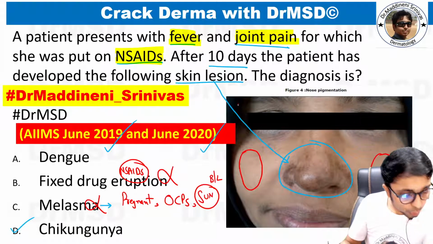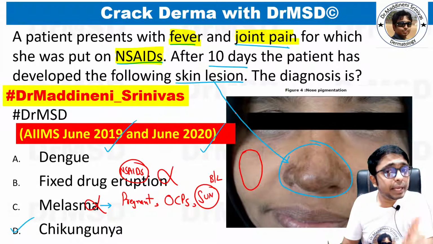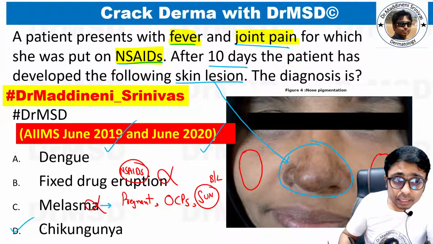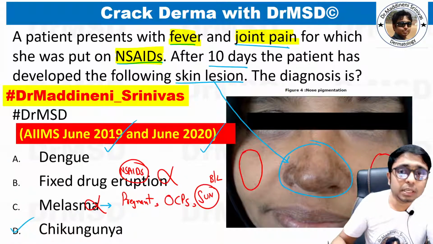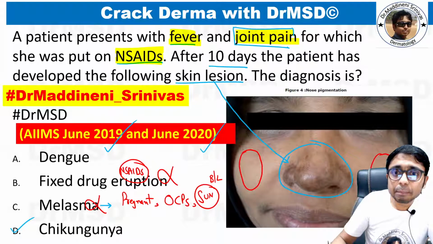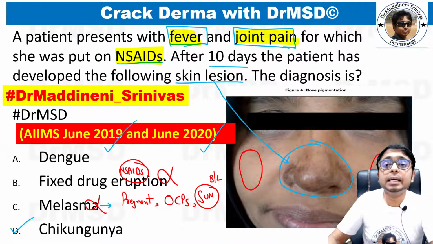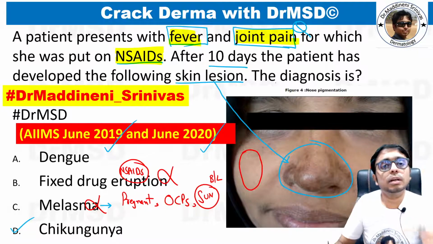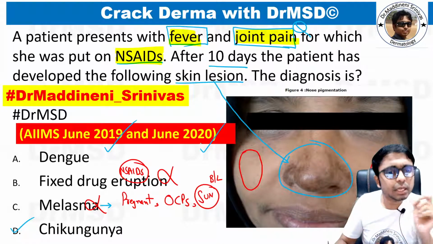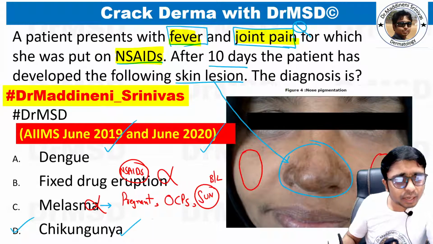And Sumaya, very good. So joint pain and fever are actually given in the question to tell that the patient is having chikungunya. Okay. These are the important clues which are pointing towards a possible chikungunya in the patient.